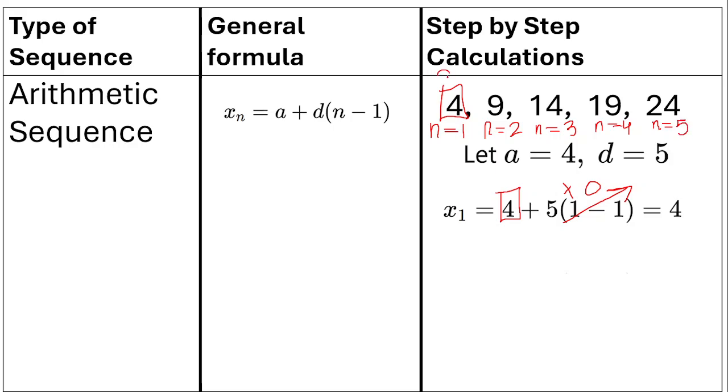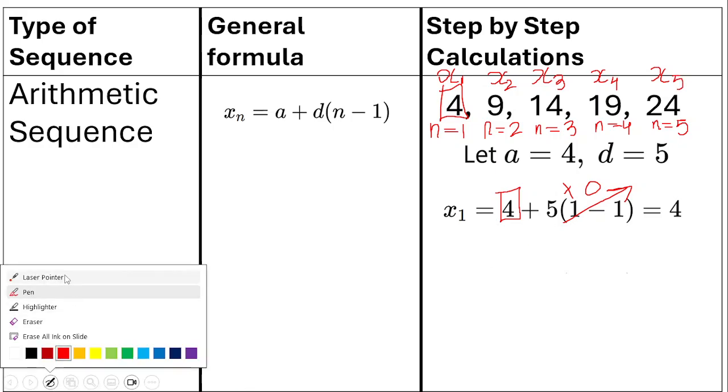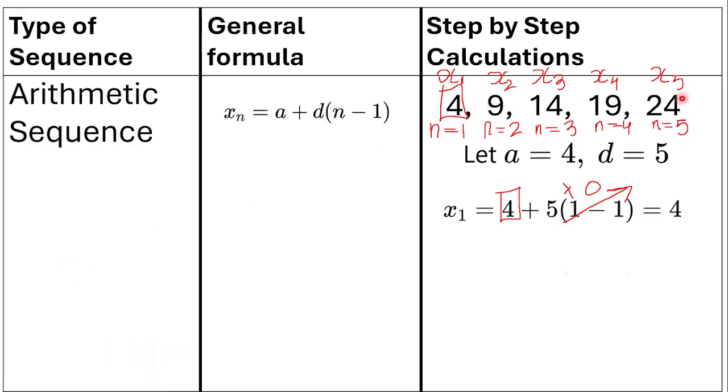So this term is x sub 1, right? This is x sub 2, which corresponds to n is equal to 2. This is x sub 3, which corresponds to n is equal to 3. This is x sub 4, or you can say x4, which corresponds to n is equal to 4. And this is x sub 5, which corresponds to n is equal to 5. So let's find the rest of these numbers. We already know the actual sequence, but we're just verifying the formula.